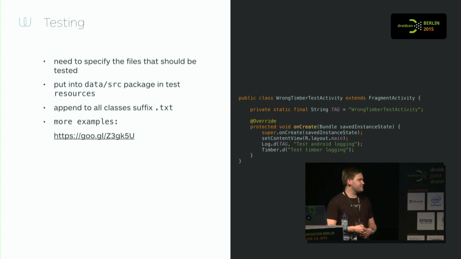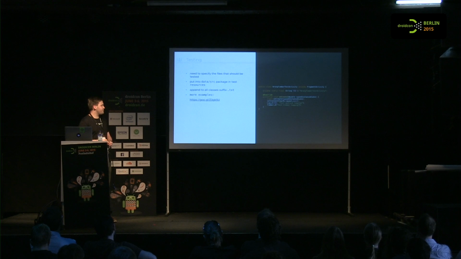And yeah, the wrong timber test activity class has a suffix .txt, so that it's just a text file, because it shouldn't be handled as a class, because the lint rules module basically doesn't know anything about Android. It's just pure Java. The default test expects that those classes are in the data source package in the test resources directory. You can find more examples on those tests and how to include them also for the XMLs and the class files here. In our case, we would expect that this one is found, but this one is fine.